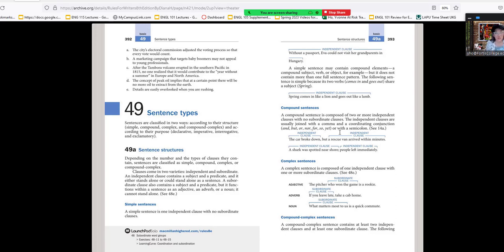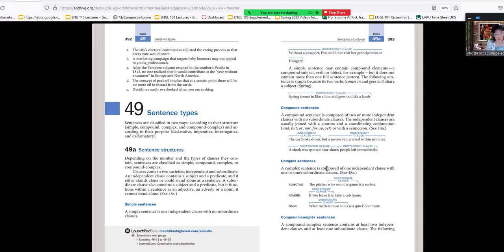So when you have 2 sentences joined by either a coordinating conjunction or a semicolon, that's known as a compound sentence. And the word compound simply means 2. So compound sentence simply means 2 sentences.